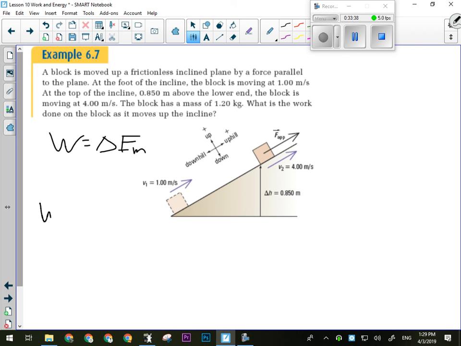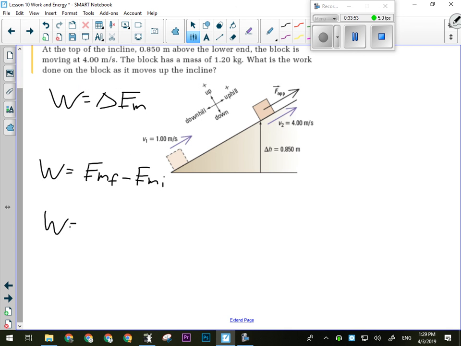So I'm going to say here that work equals, if it's a change in mechanical energy, mechanical energy final minus mechanical energy initial. Still saying the same thing, I've just expanded it out. Then I'll expand it even further by saying, all right, mechanical energy is potential energy plus kinetic energy.